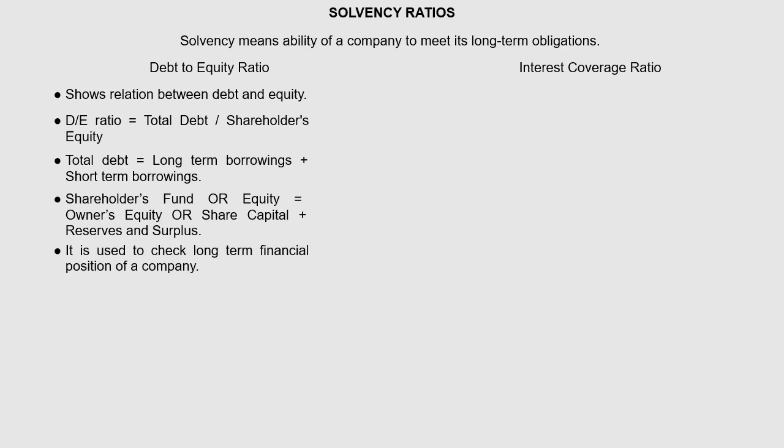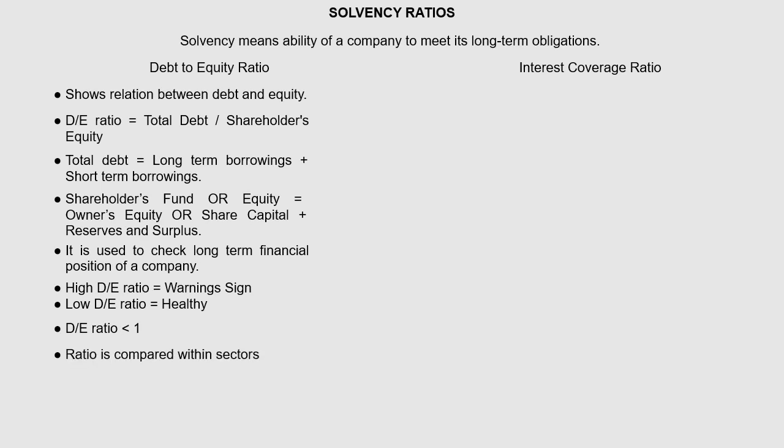Debt to equity ratio is used to check the long-term financial position of a firm. A high debt to equity ratio is risky while a low ratio is safe. A debt to equity ratio less than 1 is a good sign for a company. The real estate sector has a high debt to equity ratio as compared to the IT sector. Hence, while analyzing a company, we must check whether other companies in the same sector have the same high debt to equity ratio or not, because it varies from sector to sector.